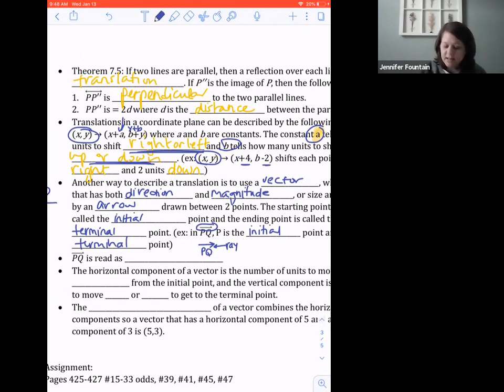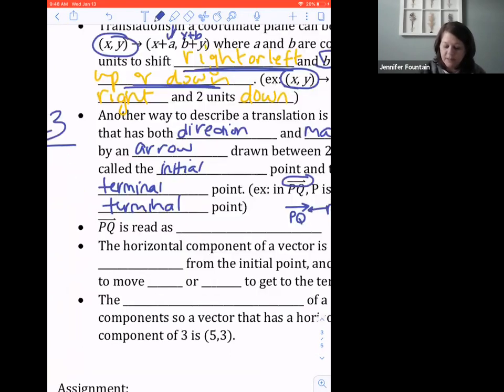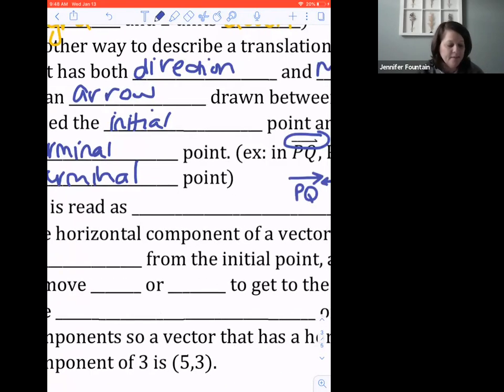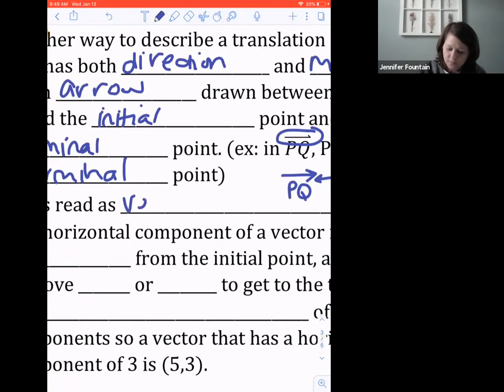And then it has our picture with the symbol for PQ. It is just read as vector PQ. So when I see that little arrow symbol that doesn't have 2 sides, then I know it's a vector instead of a ray.